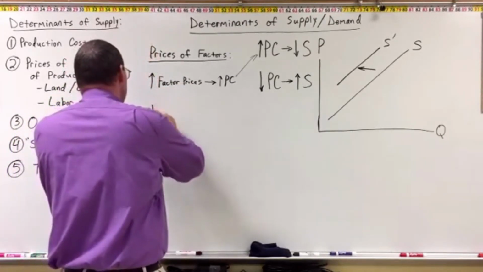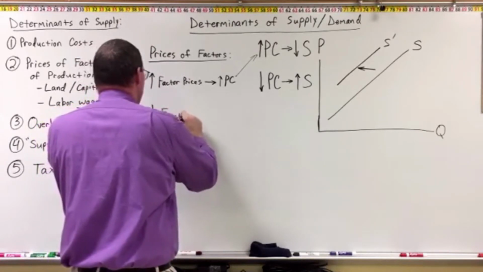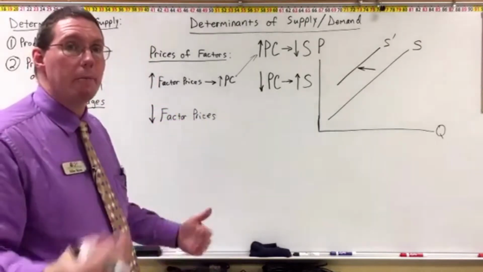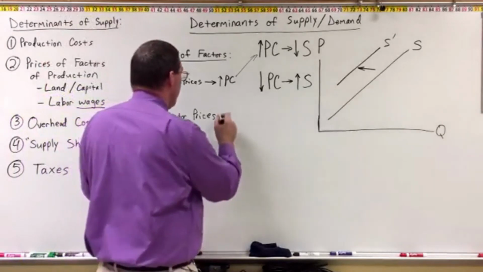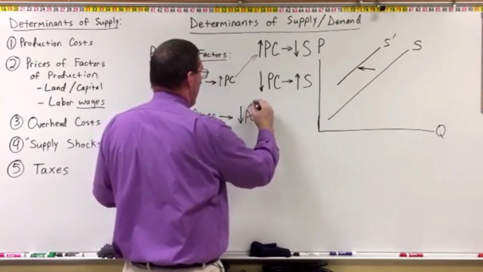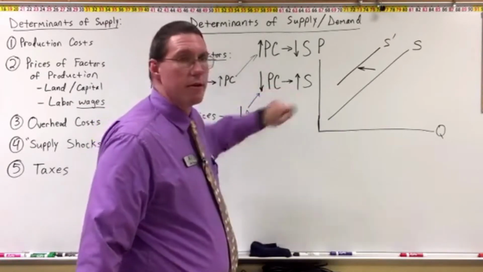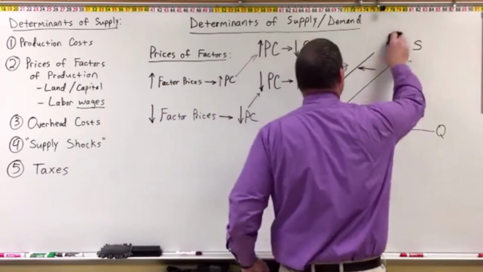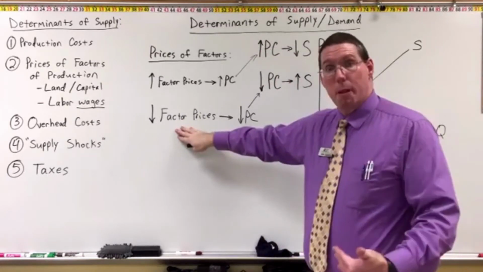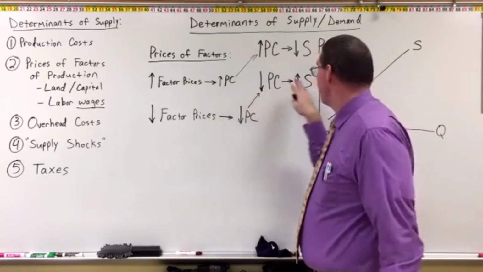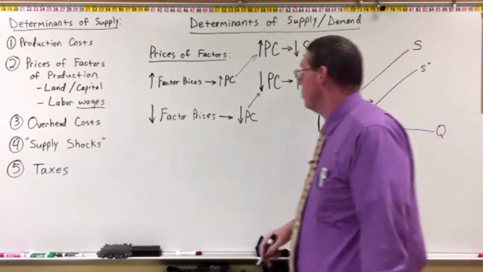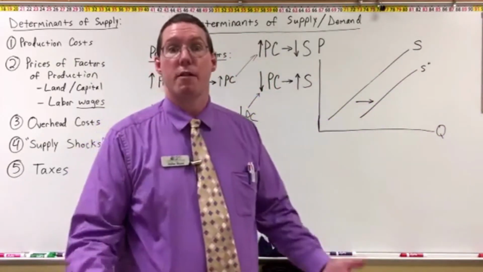On the other hand, if we have a decrease in factor prices, that means that we can buy more factors of production. Being able to buy more factors of production means that our production costs have gone down. That's a decrease in production costs, and therefore will result in an increase in supply. When our supplies are cheaper, we can make more stuff. And so we have an increase in supply. That's a rightward shift of the supply curve, and that is good for us because now we can make more stuff and sell more stuff.